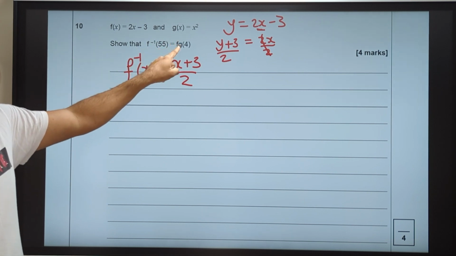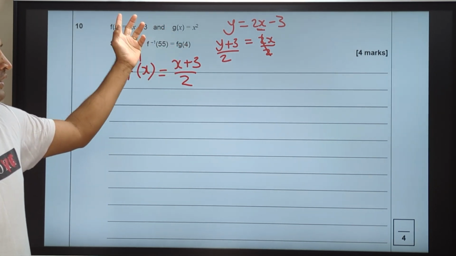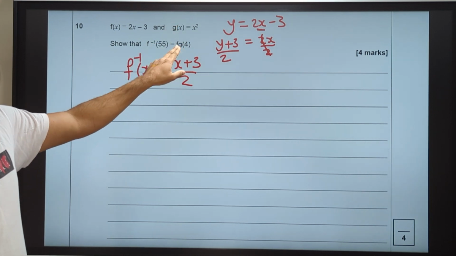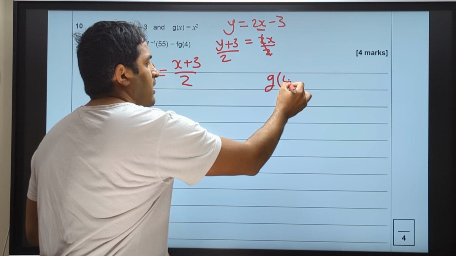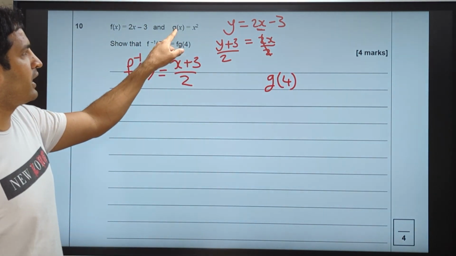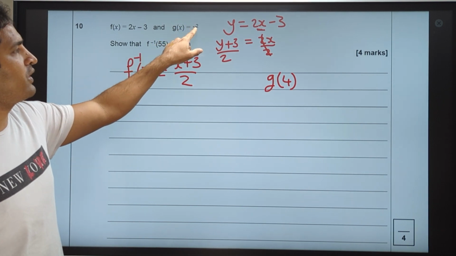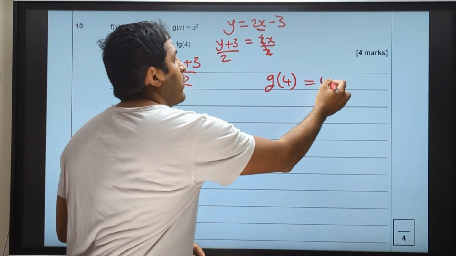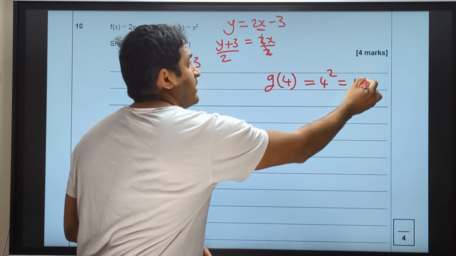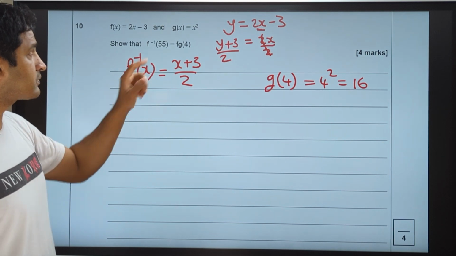And then we're going to find the composite function. So we first find g of 4. We're just going to do that in one go. What is g of 4? Instead of x, we're going to use 4 in there. So what is 4 squared? Which is 16. So g of 4 is equal to 16.